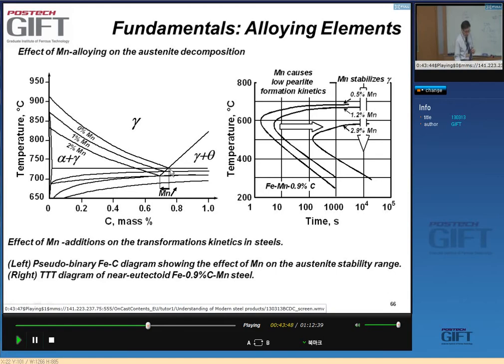Just to remind you, in the iron carbon diagram, if this is the gamma field, alpha plus gamma, yes. This is the temperature, of course, and this is the carbon content. We call this line in the phase diagram the AE3 line. That's the equilibrium line which tells me where the transformation starts. Yes. And this line here, AE1, and E stands for equilibrium.